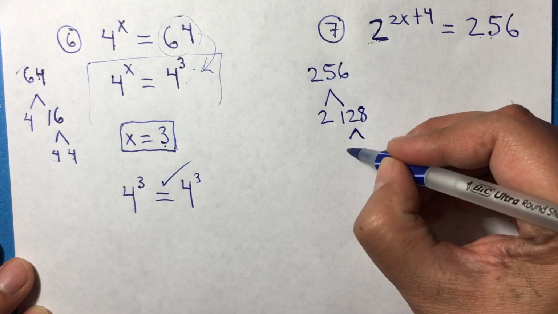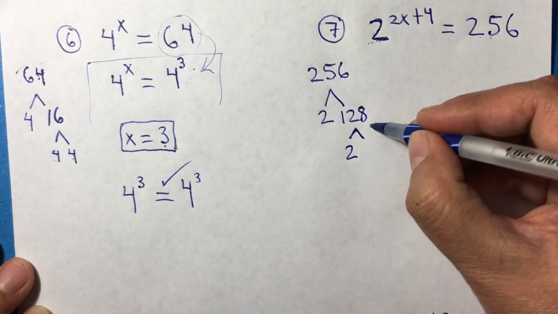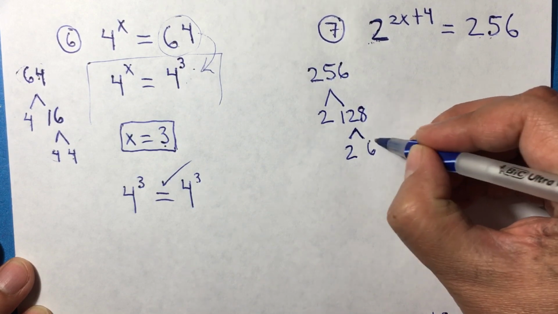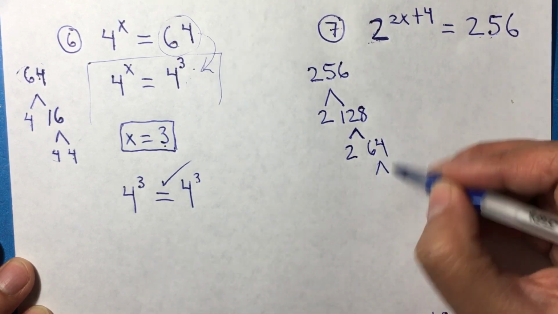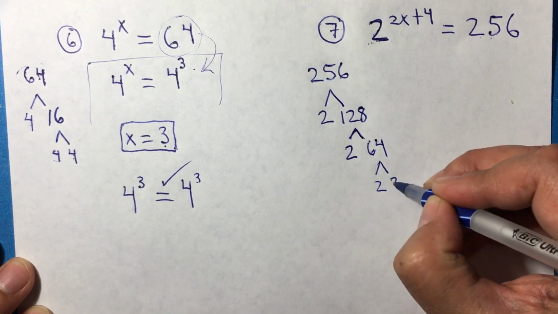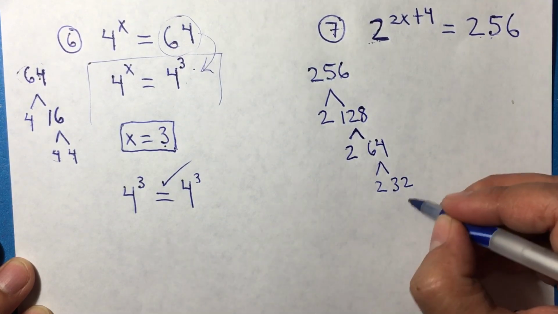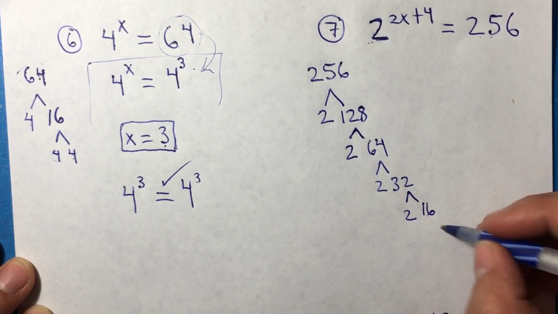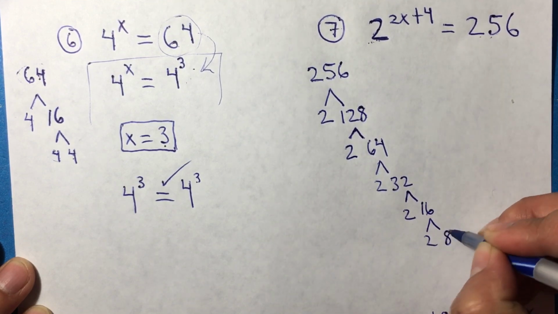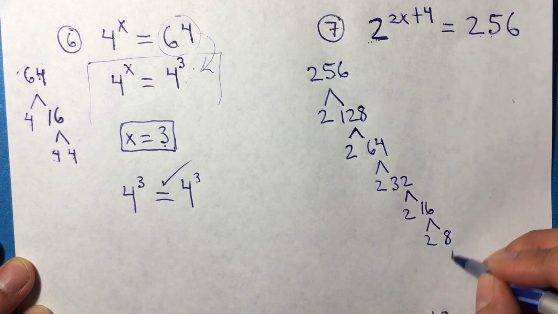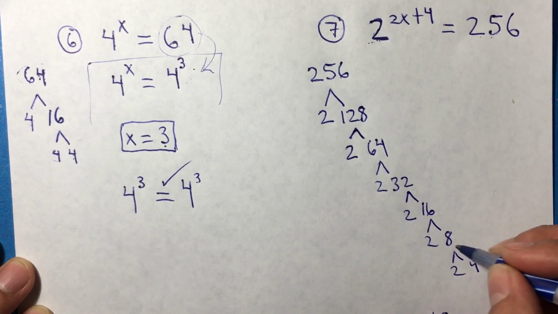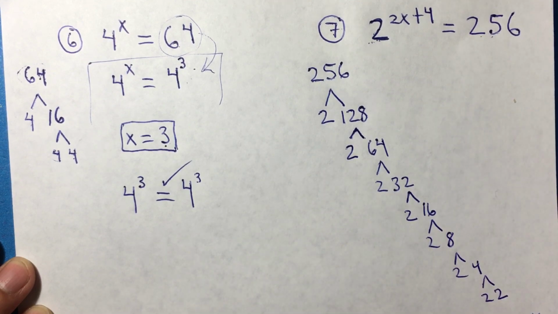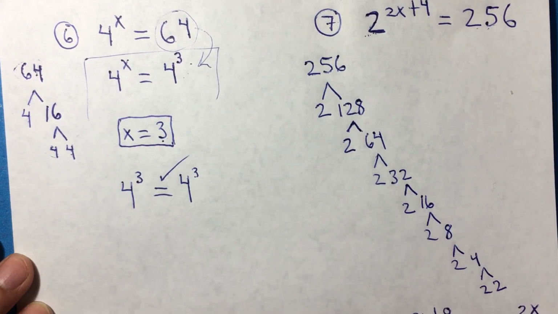In here, again, divisible by 2. 2 times what number equals 128? It's 64. 2 times what equals 64? 2 times 32. 2 times 16 will give me 32. 2 times 8 will give me 16. 2 times 4 is 8. And 2 times 2. Whew, that was a long one.